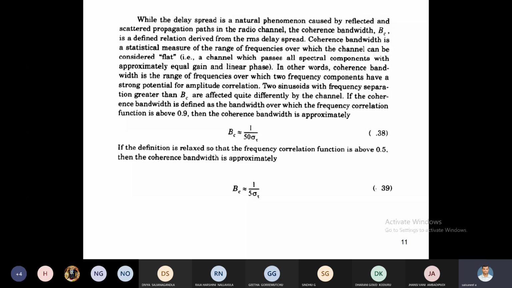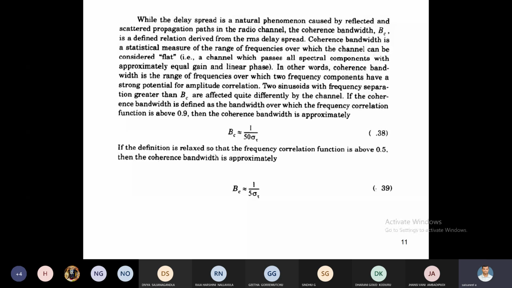The other definition of coherence bandwidth is the range of frequencies over which two frequency components have a strong potential for amplitude correlation. Amplitude correlation, nothing but out of N paths from transmitter to receiver, we have to check two paths. Which two paths are highly correlated, that is, having highly equal amplitudes. At that time, the bandwidth calculated is the coherence bandwidth.